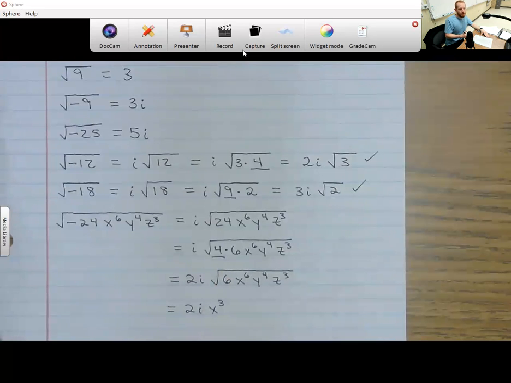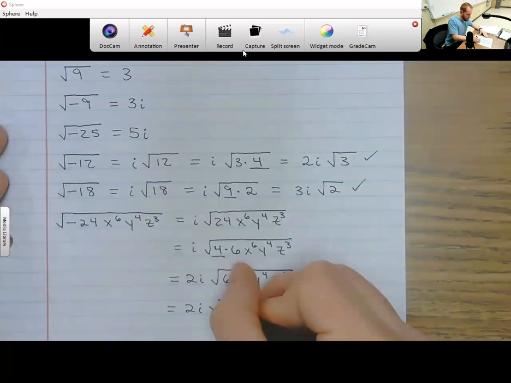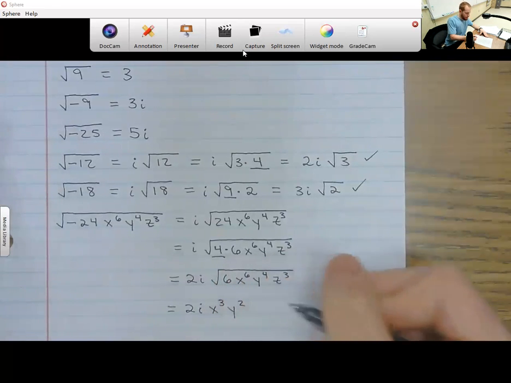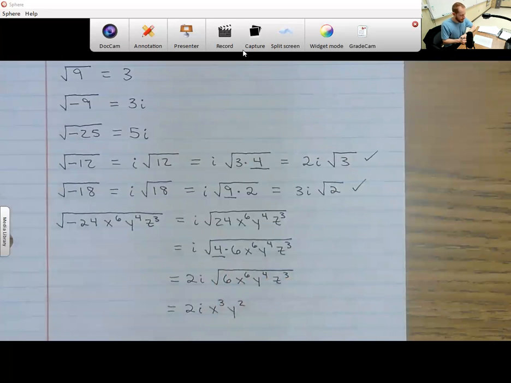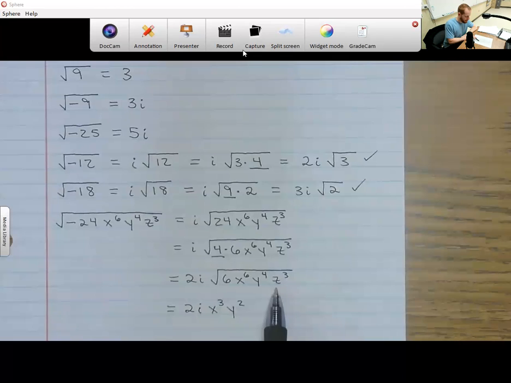Then I'm going to move on to the y's, okay? Now we have 4. So what's 4 divided by 2? That would just be 2, right? So I can take out 2 y's. And all the y's get taken out. Now look at the z's. How many z's do I have under here?